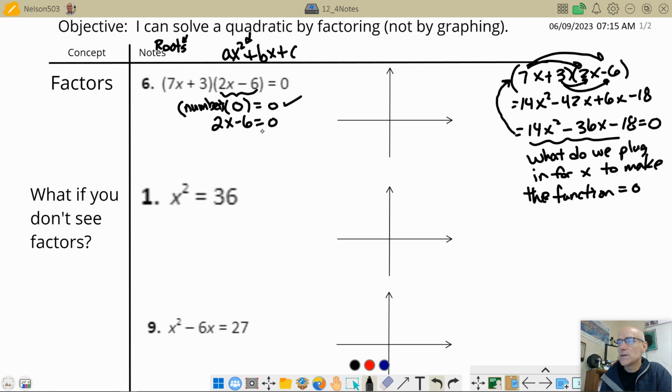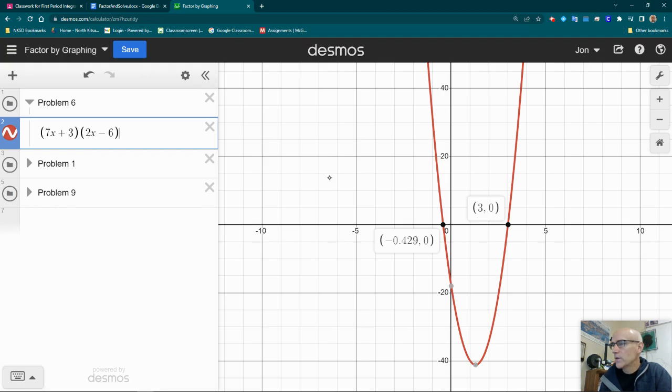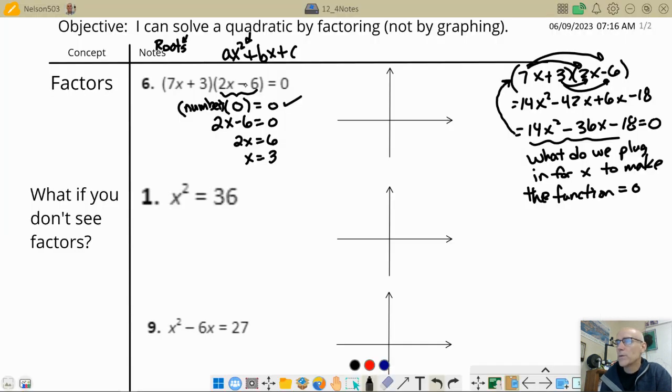So what would make 2x minus 6 equal to 0? Well, if I add 6 to both sides, I get 2x equals 6. If I divide by 2, I get 3. Hey, wait a minute. Let's look back at our graph. See, I got 3 right there. So all it takes is setting this factor equal to 0. Now, having the factor equal to 0 is way easier than having the whole quadratic equal to 0.